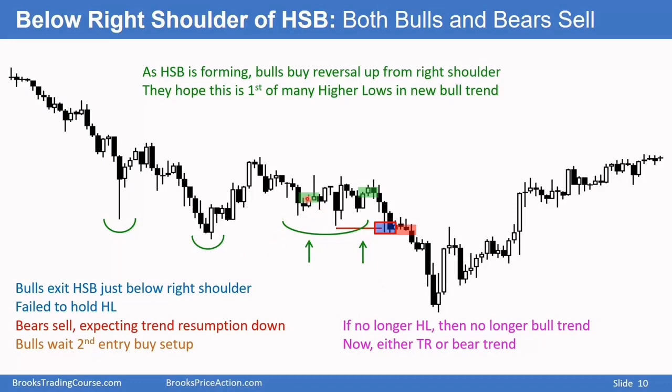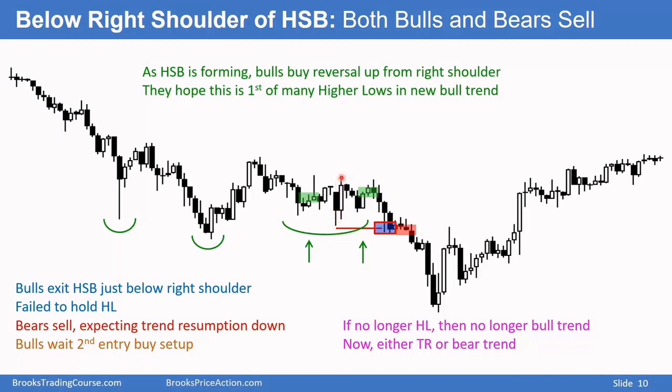The bulls who bought here or here were expecting a higher low and then a series of higher lows and higher highs. They're expecting a bull trend. If the market falls below a significant higher low, then their premise is no longer valid. Then the market's either still in a trading range or the bear trend is resuming, and therefore their premise of a bull trend is wrong, and they get out below a significant higher low, like here.